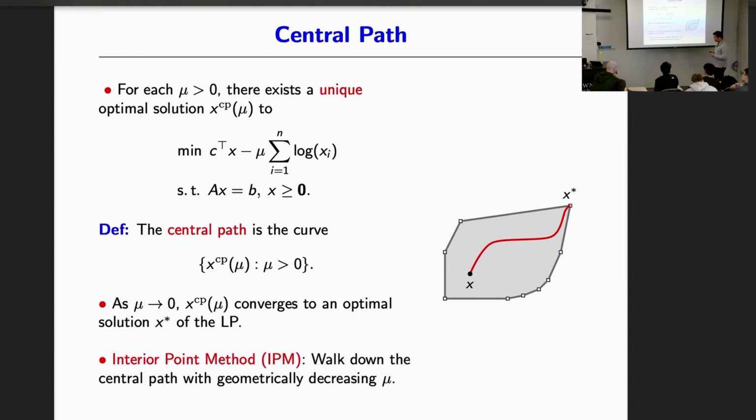Yeah. So what interior point methods do on a very high level is that you start somewhere close to the central path, and then you slowly walk down the central path with geometrically decreasing mu. So you can think of the central path as a highway that takes you to the optimal solution.